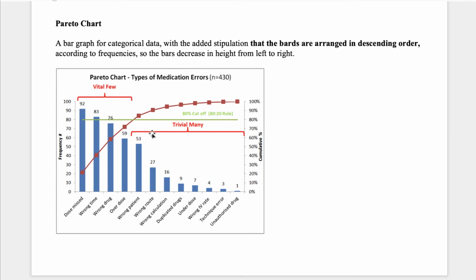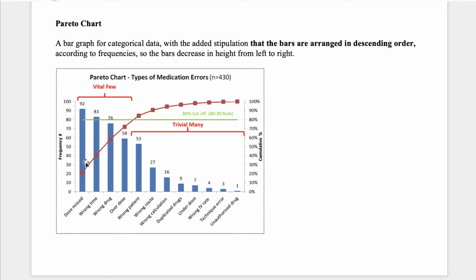Okay, a Pareto chart. That's something a little different. It's a bar graph again for categorical data with the added stipulation that all the bars are arranged in descending order. So we're only interested in the top values because this was types of medication errors, right? And there's a little bit more to this chart. You see they have this 80% cutoff rule, 80-20, and they have this line here. They call this the trivial many.